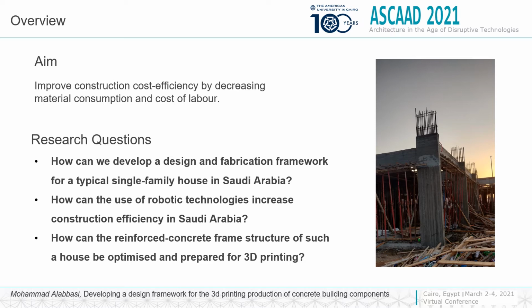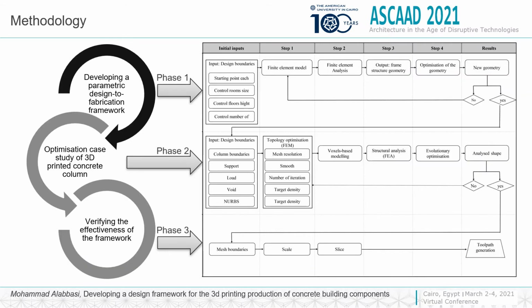Second question, how can the use of robotic technologies increase construction efficiency in Saudi Arabia? The third question, how can the reinforced concrete frame structure of such a house be optimized and prepared for 3D printing? The process in this research has been divided into 3 phases.